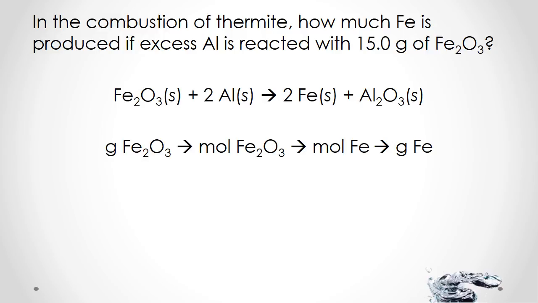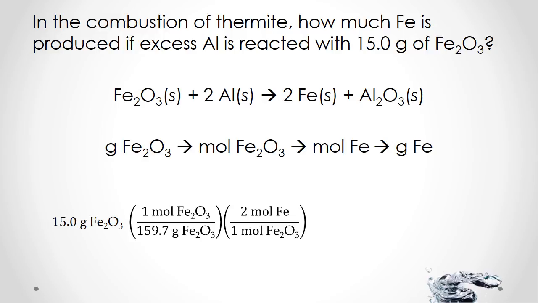So we're going to do that, and let's start with the 15.0 grams of Fe2O3. The molar mass of Fe2O3, which is our first conversion factor, is 159.7 grams, and we're going to put 1 mole of Fe2O3 on top. Now that our unit is in moles, because our grams of Fe2O3 cancel out, we're going to convert from moles of Fe2O3 to moles of Fe. And from our equation, it's going to take 1 mole of Fe2O3 on the bottom and 2 moles of iron on top in order to convert to our moles of iron.